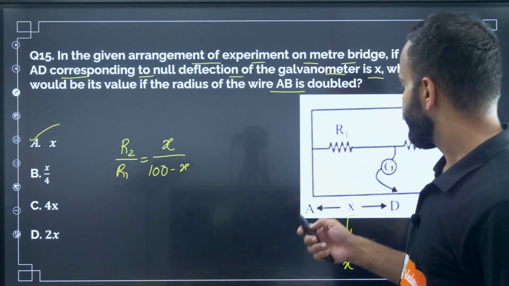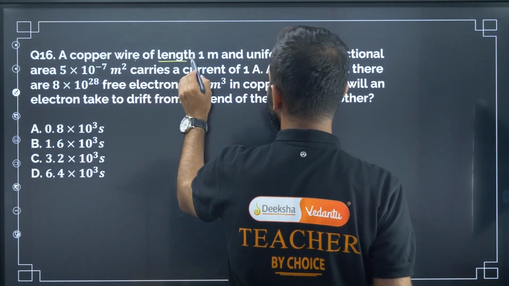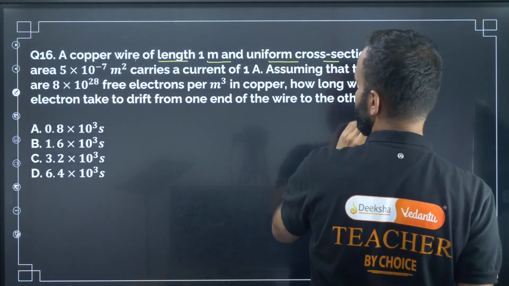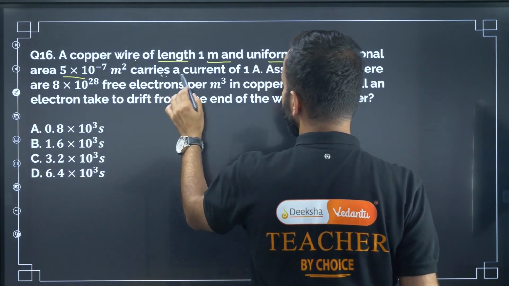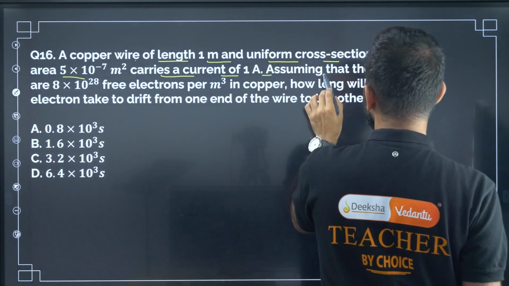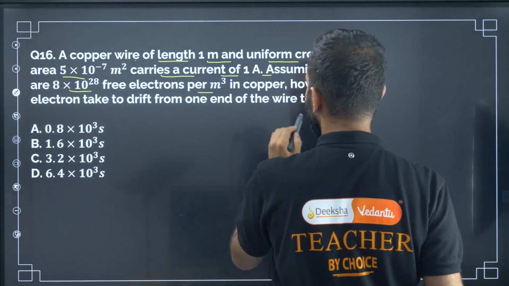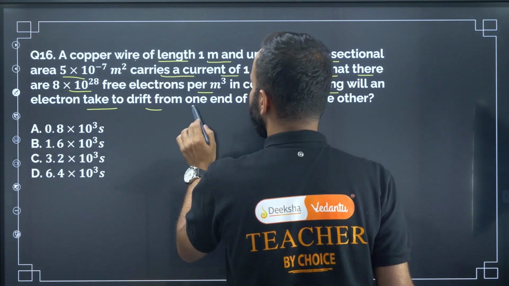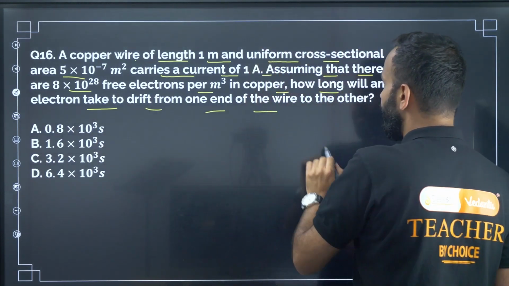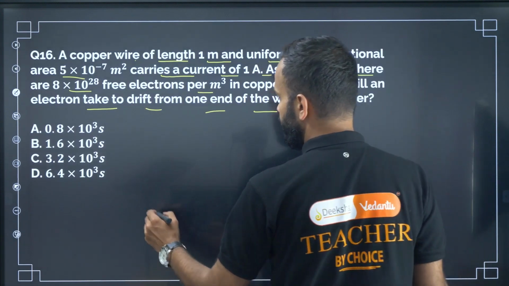Next question, question number 16. A copper wire of length 1 meter, uniform cross-sectional area 5 into 10 to the power minus 7 meters squared, carries a current of 1 ampere. Assuming that there are 8 into 10 to the power 28 free electrons per meter cube in copper, how long will an electron take to drift from one end of the wire to the other? So this is the copper wire.